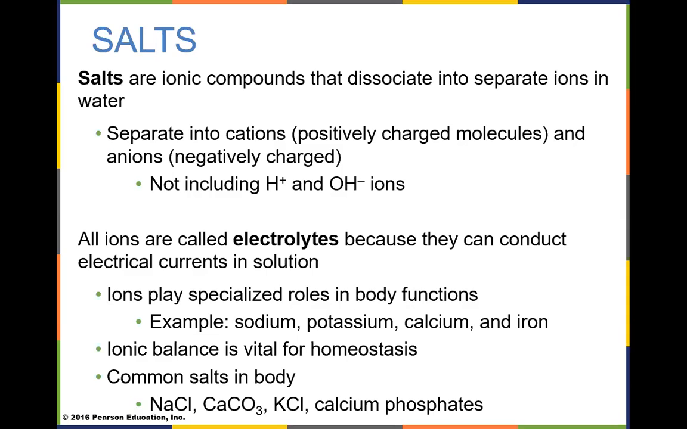These are very important ions that are responsible for giving our cells a charge. So these are called electrolytes. And we need that charge for generating nerve impulses. And we use sodium chloride, calcium carbonate, potassium chloride, calcium phosphates, magnesium chloride. A variety of salts can go into solution and give us the positive and negative ions that we need.